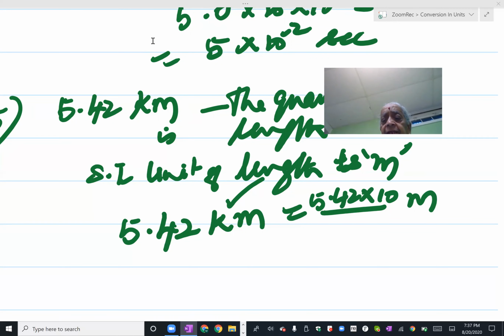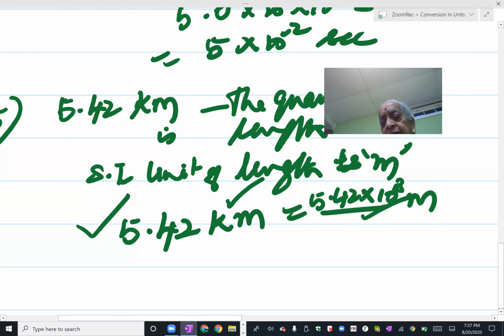So that will be 5.42 into 10 to the power of 3 down the line, positive power, because a big number is several times a smaller one. And the 5.42 is by itself a number between 1 and 10, so you just leave it as it is. And this is how you make the conversion. So bigger to smaller will involve a positive power, and smaller to bigger will involve a negative power. You just go through this.